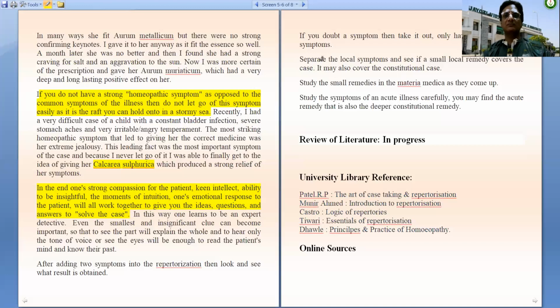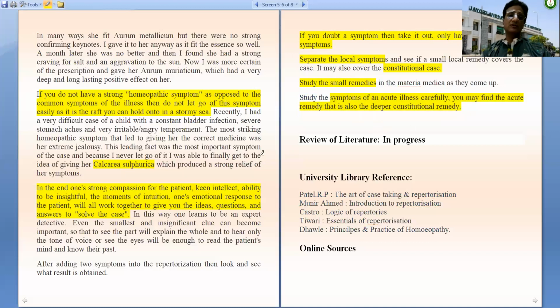We can base our prescription even on the local symptoms. Sometimes it may cover the constitutional case even. And if we are doubting some symptom, we can take it out from the repertorization table and we can get the remedy. We can study the small remedies in the materia medica, and sometimes it solves the case. We can study the symptoms of an acute illness carefully, and sometimes we will find that it fits the deeper constitutional ailment.